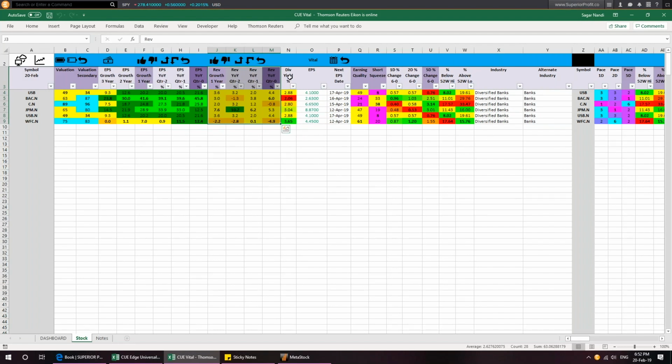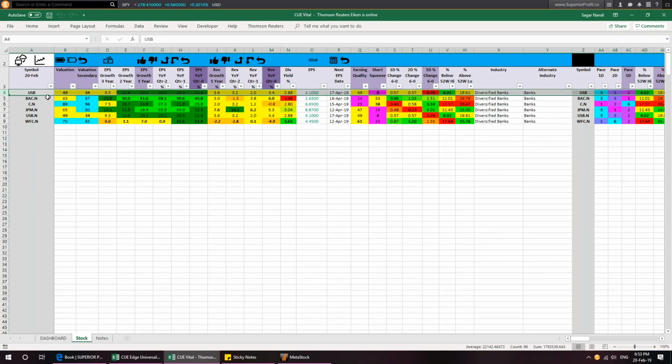Revenue growth. And if we are investing maybe in a retirement account, dividend may be of interest. We have information about the dividend. Earnings per share, whether the company is making money. Next, earnings date. That was a piece of information that we are interested in. Earnings quality is robust or weak. Does it have a short squeeze potential? Recent percentage change. Is it near 52-week high or low? The industry, alternate industry. This is the information in the vital panel.